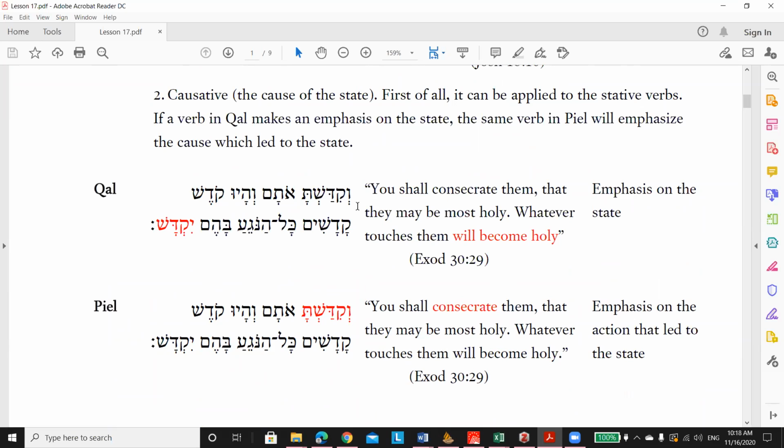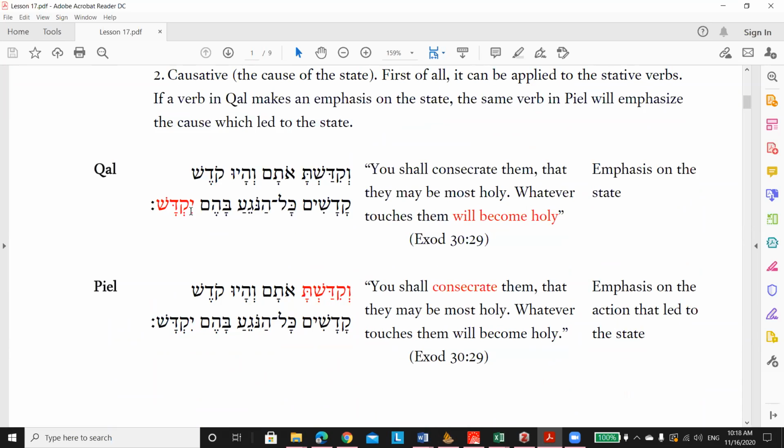So in Kal, for example: you shall consecrate them that they may be most holy. Whatever touches them will become holy. This is emphasis on the state in Kal. And in Piel, the same root, kadash, when it occurs in Piel, it will have emphasis on the action that led to this state of holiness. You shall consecrate them that they may be most holy. So do you see, this is the reason for them to be holy.